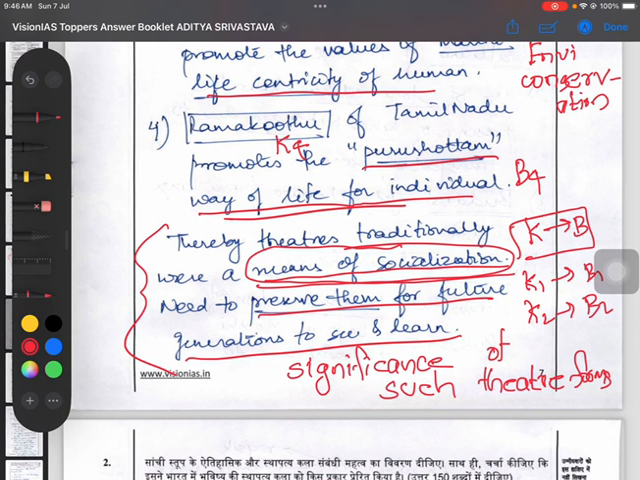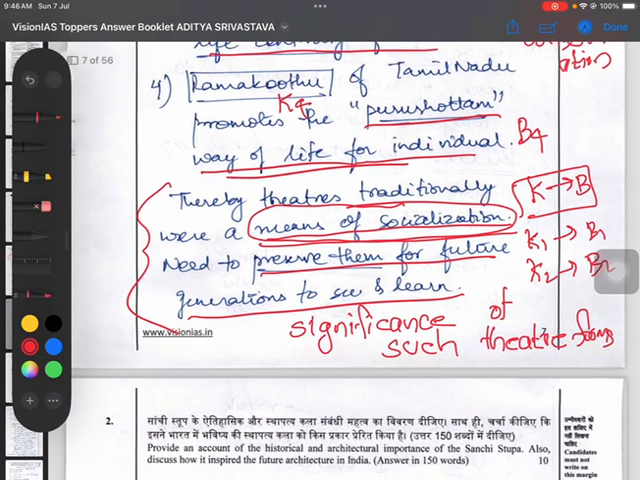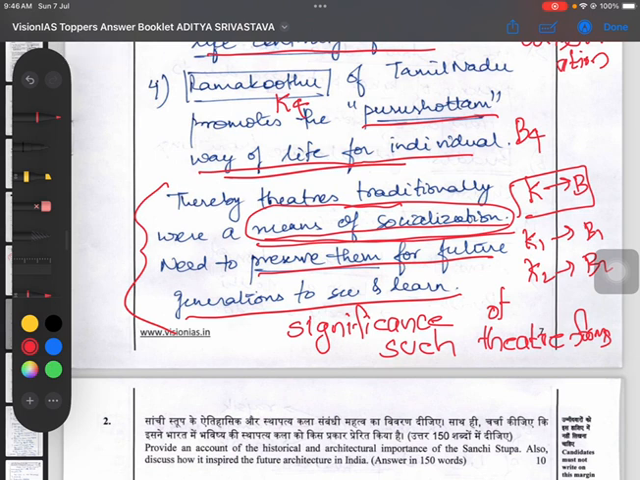Similarly, we can deconstruct any question, be it a 10-marker or 15-marker. We can deconstruct it into subheads and generate multi-dimensional points, not just points, with proper validation for your arguments, so that you can write enough points, quantitatively and qualitatively, within the given time limit. I hope you understand and will make best use of this.